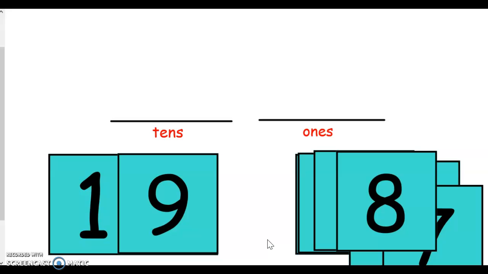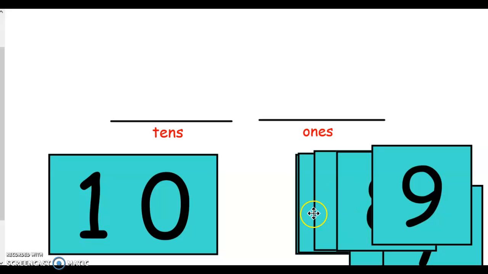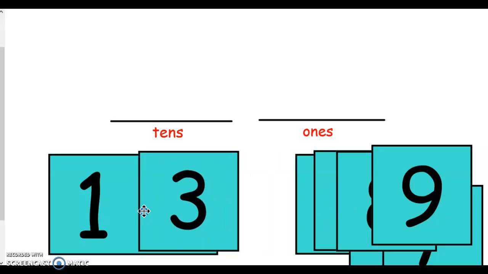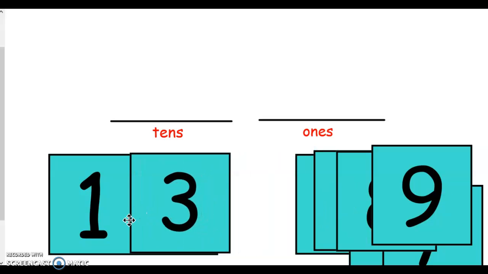1s. Okay, so we can see that there's 1 ten in the 10s place and 9 extra 1s in the 1s place. Okay, let's just do one more maybe. All right, what's this number, everybody? 13. How many 10s? How many extra 1s? Very good.